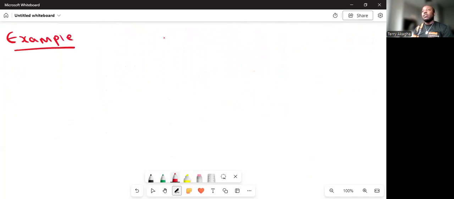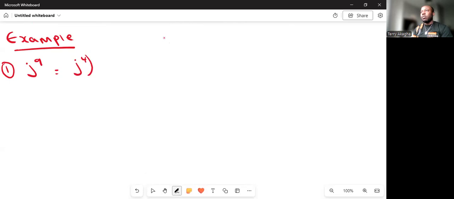Now we have j. So number 1, we have j raised to the power 9, okay? Remember you have to express this in factors of j⁴ and j². So we know that this is the same thing as j raised to the power what? 4 multiplied by 2 is going to give us 8, and we're just left with 1.